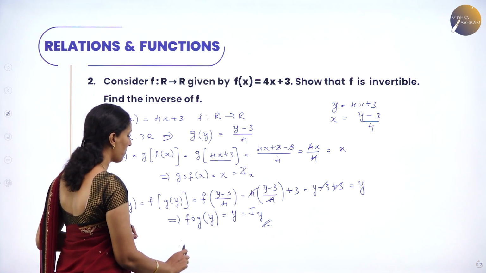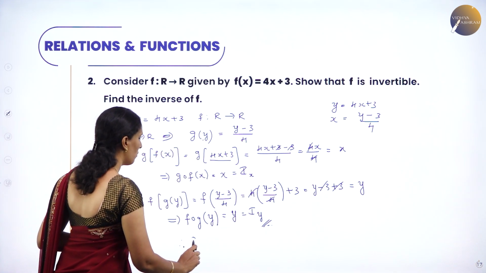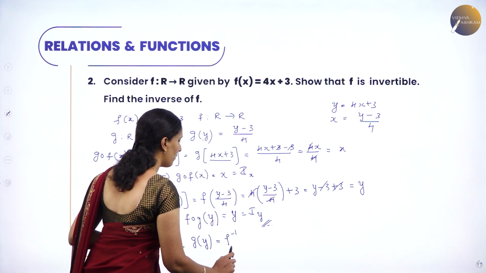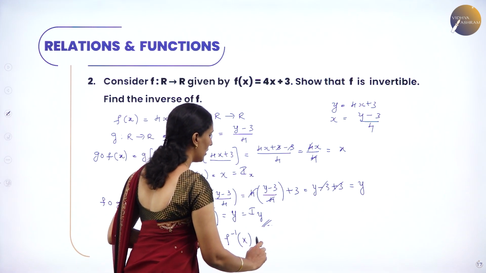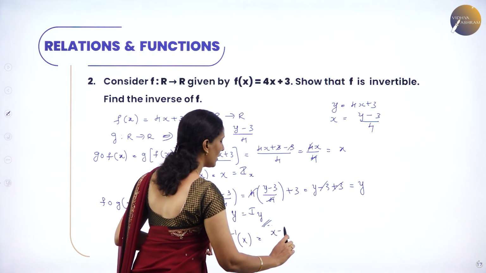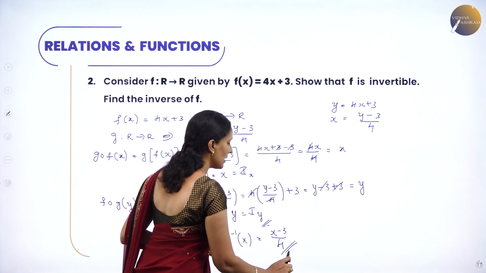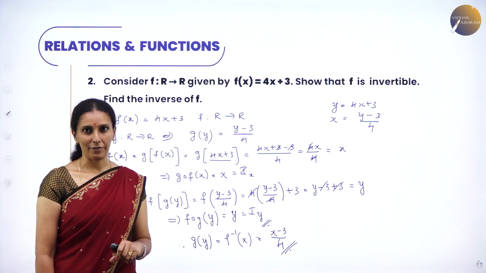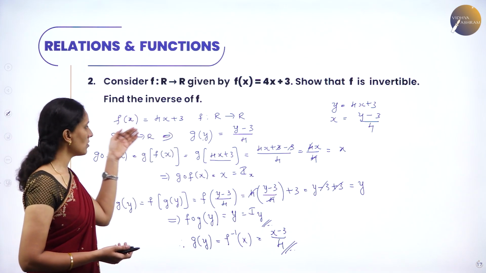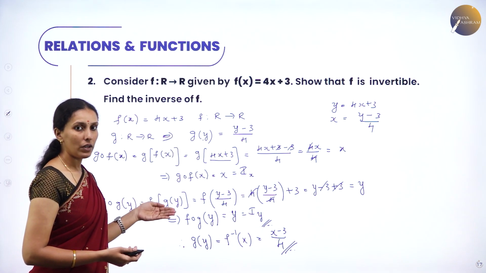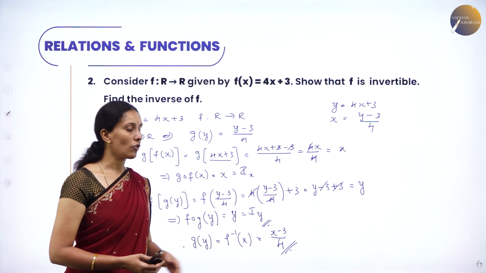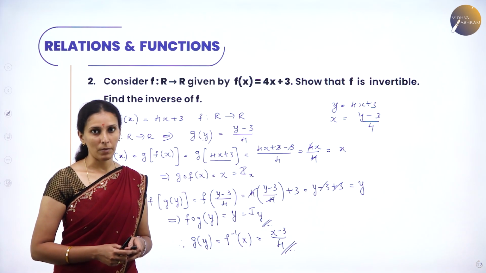So therefore g of y, which can also be written in the form of f inverse of x, is equal to, instead of y minus 3 by 4, x minus 3 by 4. This is the inverse of f. The other way is to show that f is a 1-1 function, f is an onto function, then we can show it is a bijective function, and then again we can write f inverse of x is equal to x minus 3 by 4.